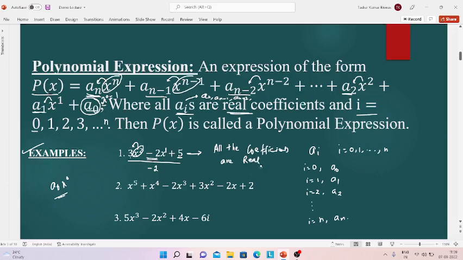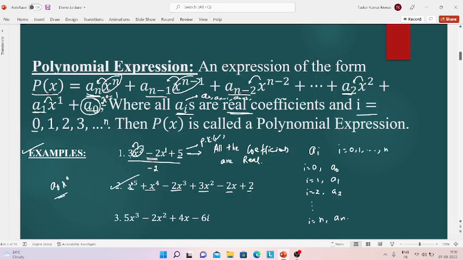All the coefficients are real. So since all the coefficients are real, this is a polynomial expression, right? There is no issue. So let me discuss another example, which is x to the power 5 plus x to the power 4 minus 2x cube plus 3x square minus 2x plus 2.